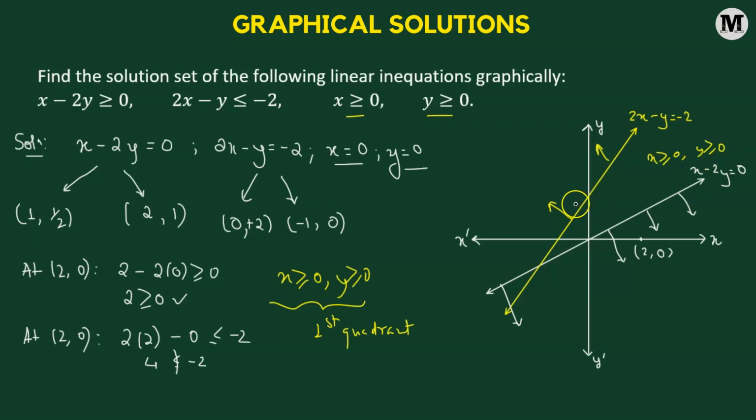Now to find the solution set, we have to find the region that is common to all the inequalities. However, we see that there is no such region common to all of them, because the solution for 2x minus y less than or equal to negative 2 lies above the line, and the solution for x minus 2y greater than or equal to 0 lies below the line. So there is no common area intersecting in the first quadrant. So for this particular set of linear inequalities, we will say there is no solution.